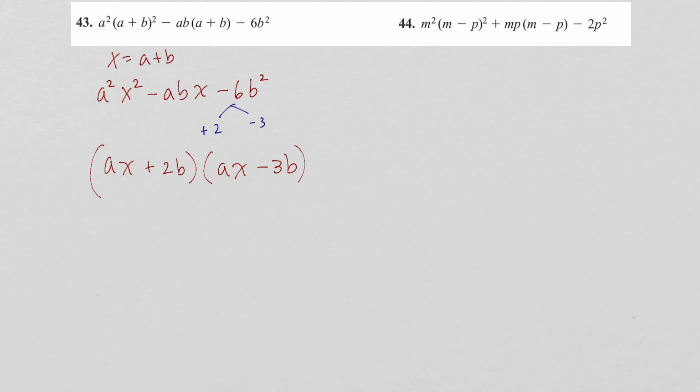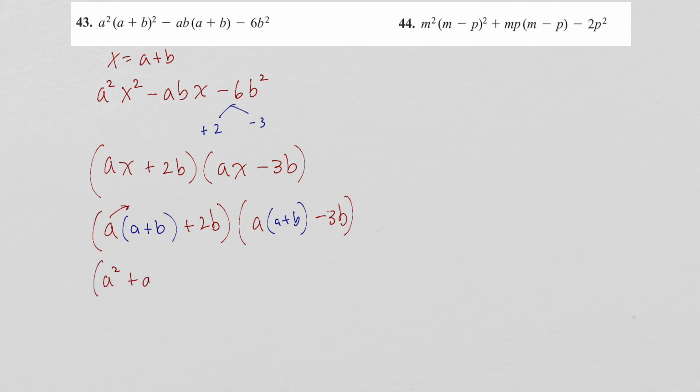All right, now this x needs to be replaced because x is a plus b. So now this is really confusing, but what I've got is a times x, which is a plus b, that's our x. Then we have plus 2b times a times our x, which is a plus b, minus 3b. I'll distribute this, and we've got a squared plus ab plus 2b. I'll distribute this, and we have a squared plus ab minus 3b.